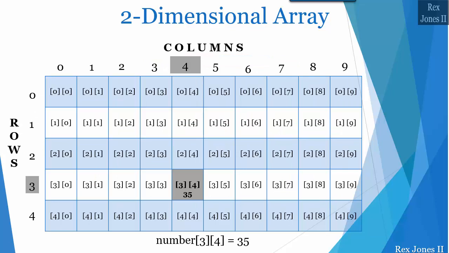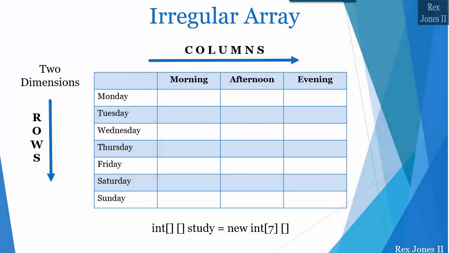Therefore, to access an element on the third row, fourth column, we write number, then 3, 4 in square brackets. In this example, the value is 35. An irregular array is when the array has a different size. Only the first dimension is required when allocating memory for a multi-dimensional array. In this example, we see 7 is located in the first dimension, but nothing is located in the second dimension.